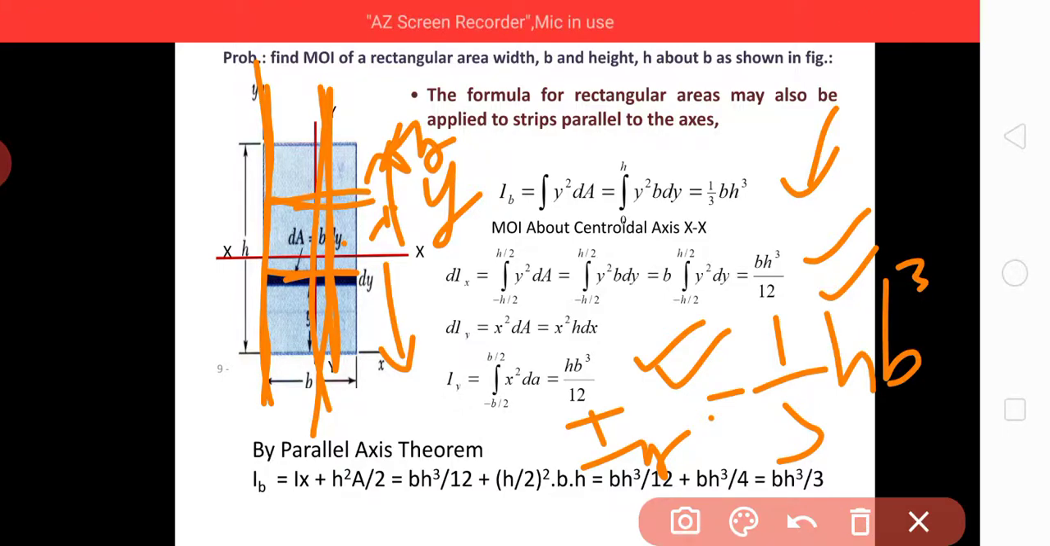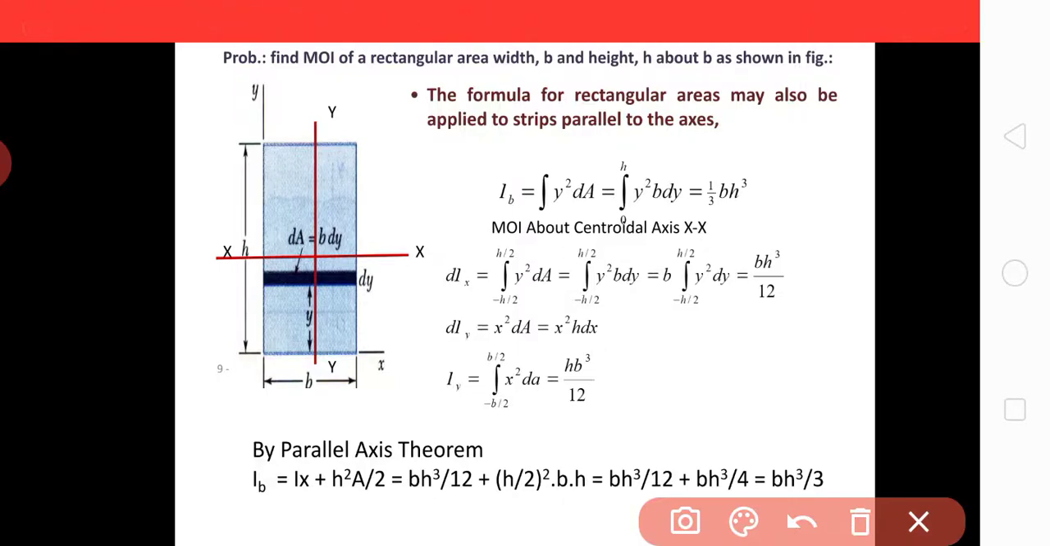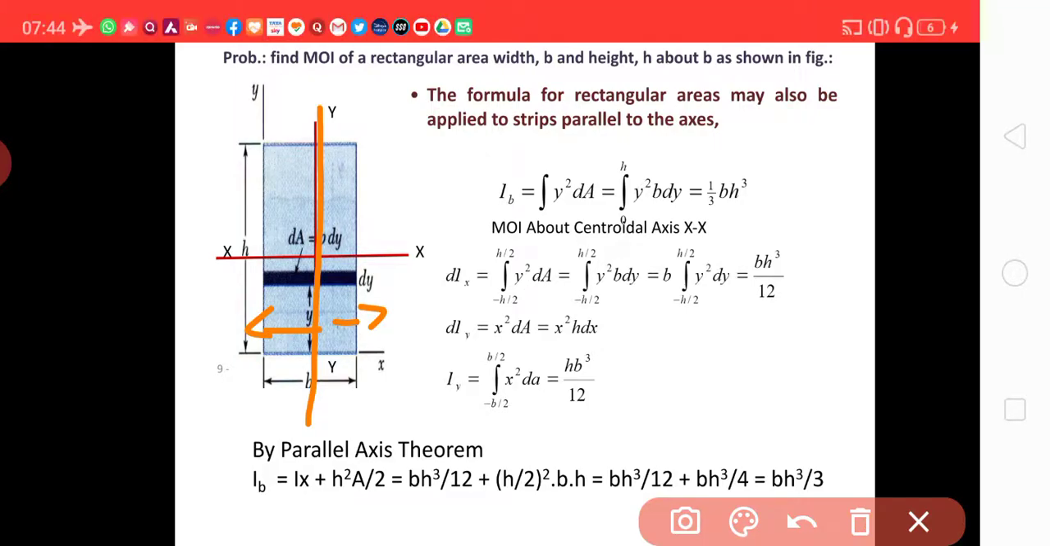One point to remember always is that you have to make a cube of the dimension which is perpendicular to the axis of reference. Always you should remember this.